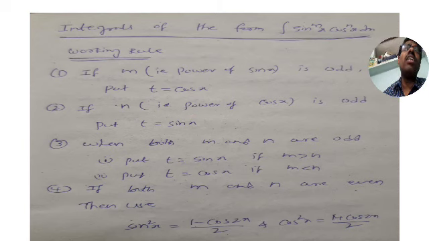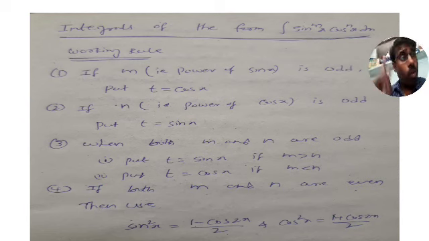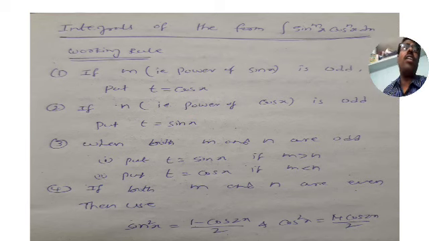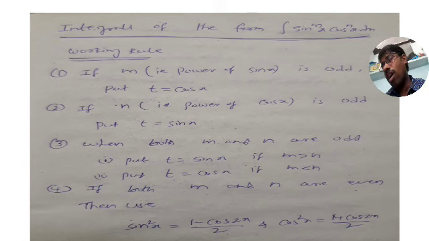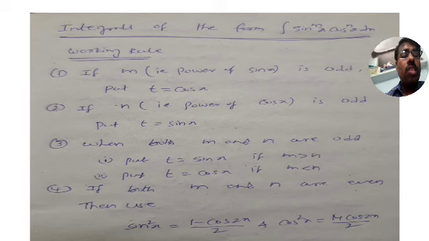What is that? If the sin power is an odd number, put t is equal to cos x, and if the cos power is an odd number, then put t is equal to sin x. If both the powers are odd numbers, whichever is the greater power, you take that one as t. That is, if the sin power is greater, then t is equal to sin x, and if the cos power is greater, then put t is equal to cos x. And if both are even numbers, then use the formula sin square a is equal to 1 minus cos 2a by 2 and cos square a is equal to 1 plus cos 2a by 2. Then solve, you get it.